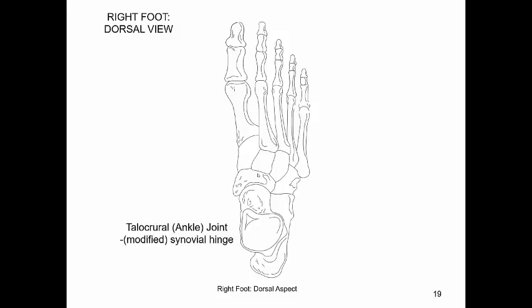The first is between the talus and the tibia and fibula. Together they form the talocrural or ankle joint, which is classified as a modified synovial hinge joint. There are a number of different joints between the tarsal bones. We won't name them specifically, but generally they're classified as synovial plane joints.